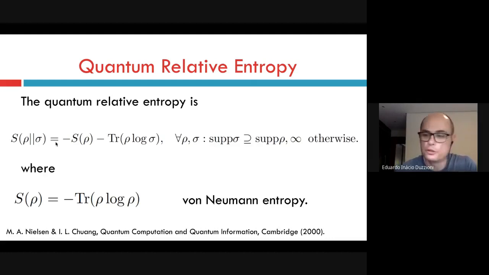The quantum relative entropy is defined in this way, where S of rho is the von Neumann entropy. The von Neumann entropy is minus the trace of rho log rho. I don't know if most of you are used to dealing with this kind of calculation, but you can ask me if you have questions, okay? So the quantum relative entropy is basically a measure of distance, but in the sense of distributions. We are comparing both distributions for the density matrix rho and the density matrix sigma. If these two density matrices are equal, observe that the quantum relative entropy is null, as it should be. And the reason for using the von Neumann entropy is that it's easy to calculate.